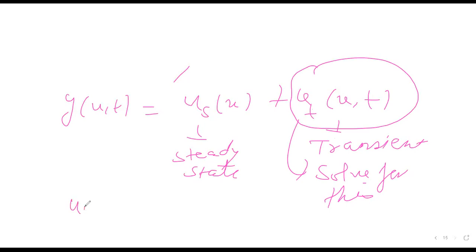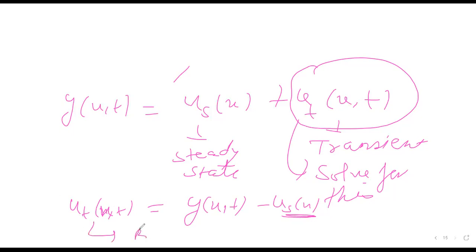How will you solve? We will write u_t(x,t) is equal to y(x,t) minus u_s(x), and we choose u_s(x) using the steady state condition that u equals ax plus b, and putting the value given at the boundary. And when you subtract these, you will always get the boundary conditions as 0.